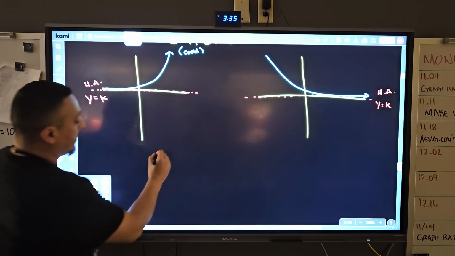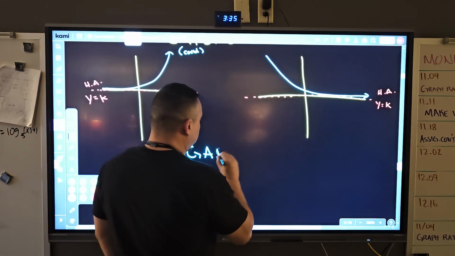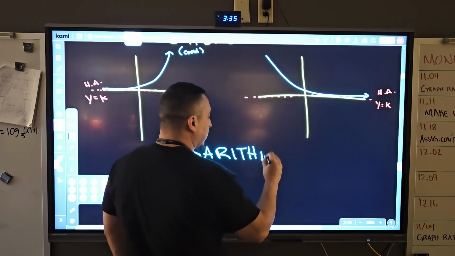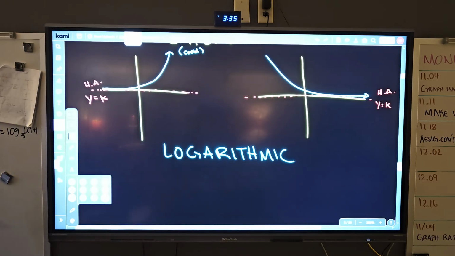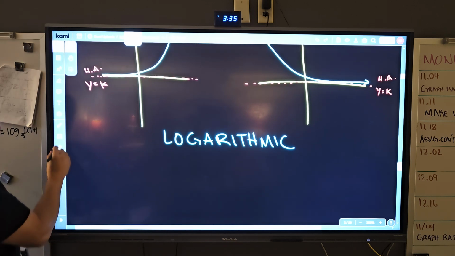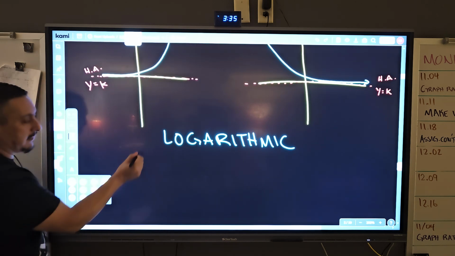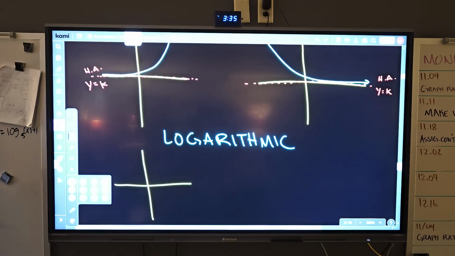Okay, now let's do logarithm. Logs. Logarithmic functions. Okay. So what do these look like? Okay, so they're the opposite, inverse. That's why I did inverse a little bit ago with you. So think about how this would look if you were to fold it on that line. Okay, but there's some help too.